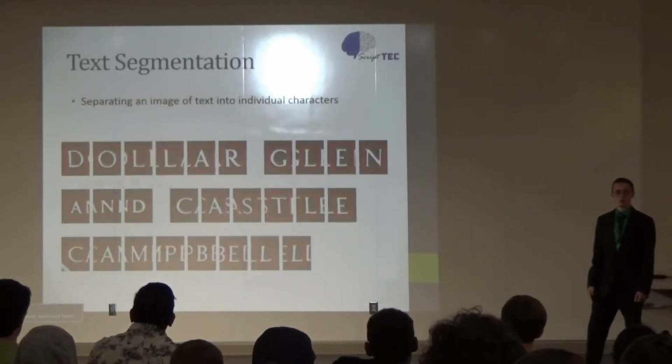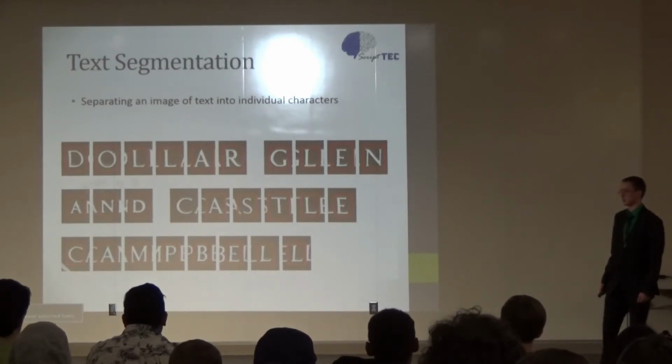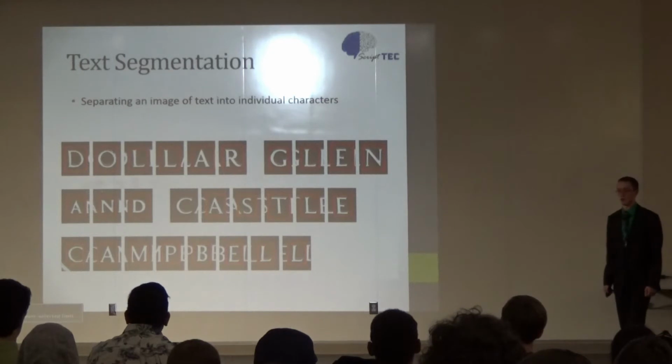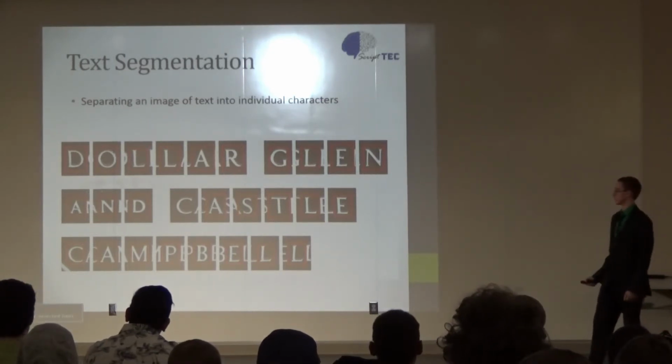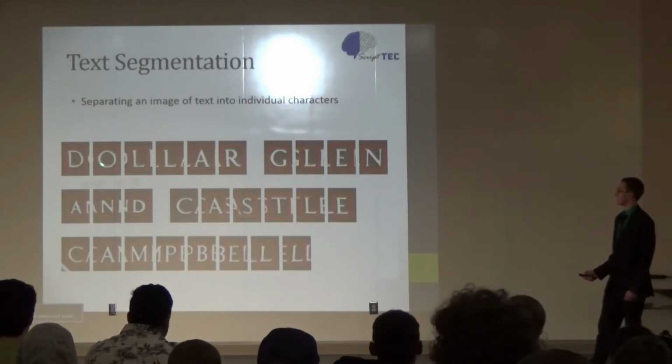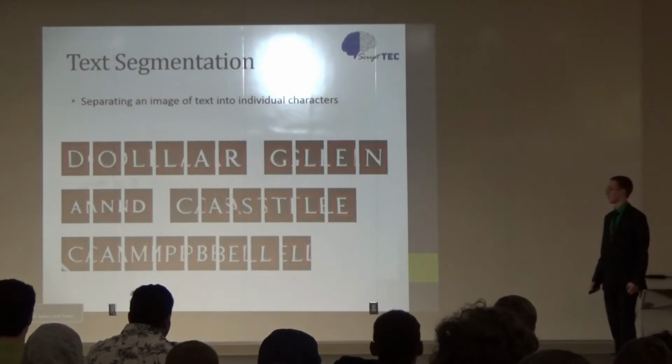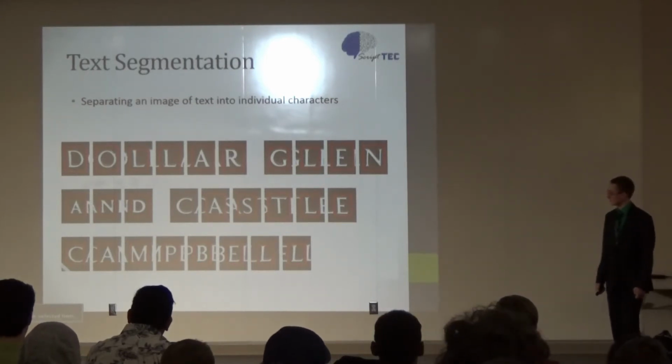This is what I was talking about with text segmentation. Because the neural network can only process one character at a time, I need to be able to take an image and separate it into individual characters. For example, in this example I found, each character is denoted with a box drawn around it, and then that image would be processed in the neural network to identify the character.